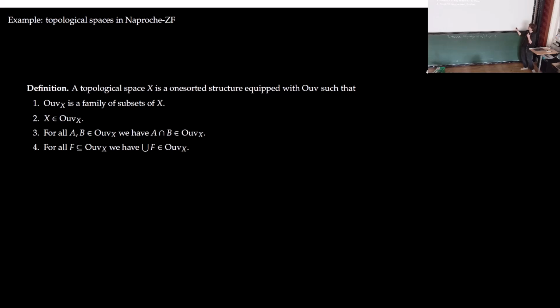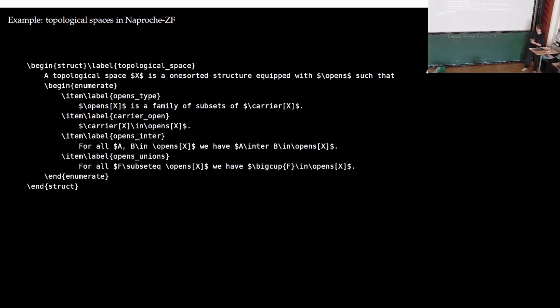I can extend this by adding this frame of opens OOV, and then I just say some things about this OOV, right? The usual axioms of a topological space. And then again, the LaTeX markup for this is fairly straightforward. The weird thing I'm doing here is the structure operations. I'm using LaTeX macros that take an optional argument so that you can omit them in certain situations.